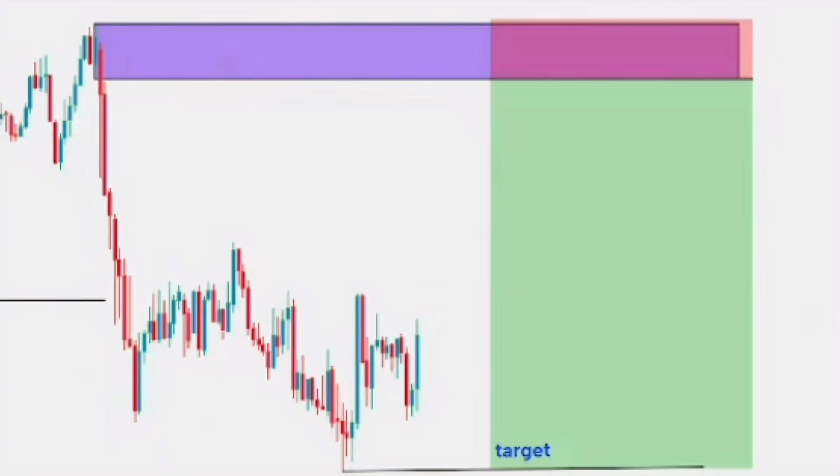And because the stop loss becomes much smaller, the risk to reward becomes much larger. That is the power of refinement. You are not changing the trade, you are simply improving where you enter it. Now let us see how the market goes.